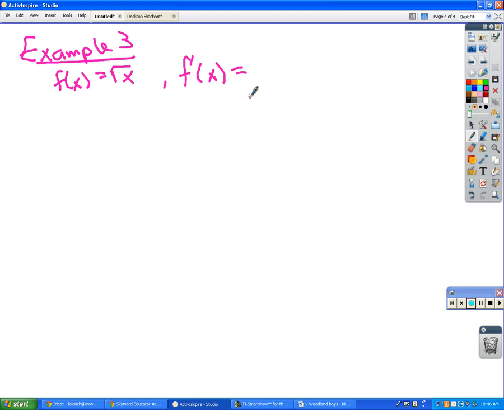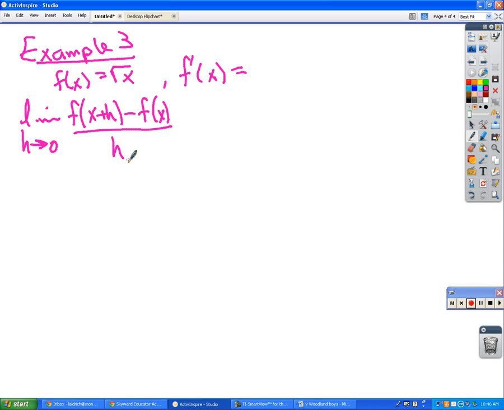Okay, so let's just switch things up a little bit, just to keep us on our toes. Yeah, let's do the h definition for this one. So the limit as h approaches 0 of f of x plus h, so that's our y value, minus f of x, that would be our y1, and then this is going to be over h.